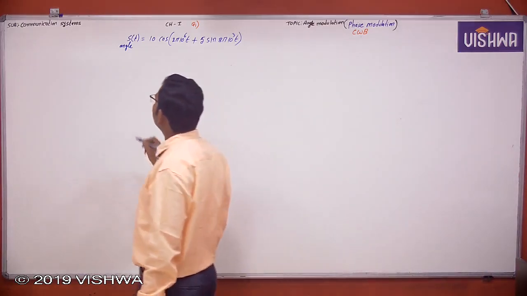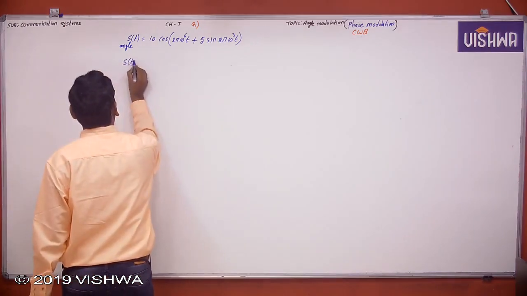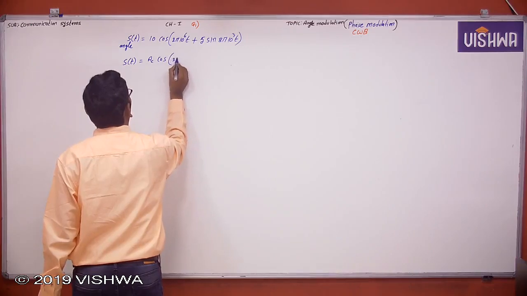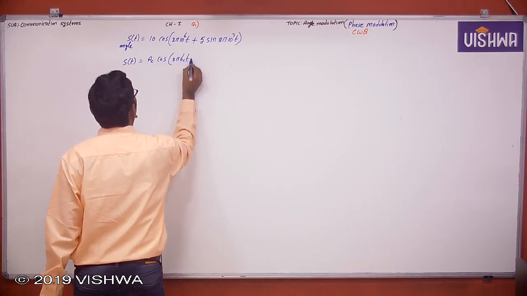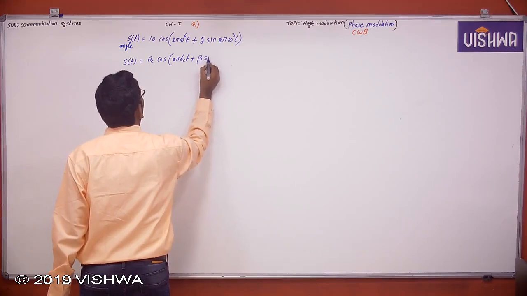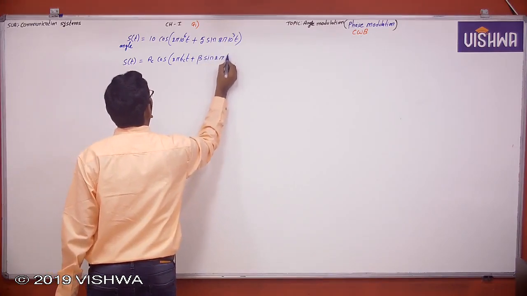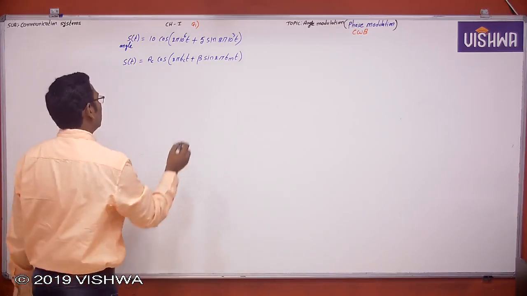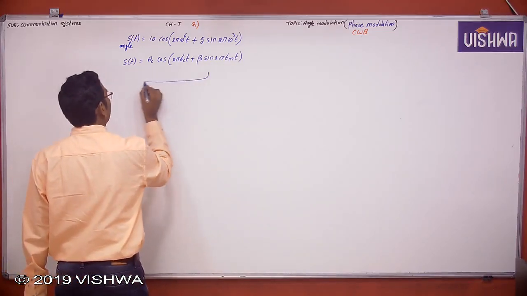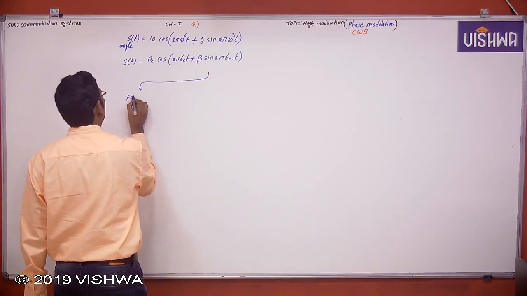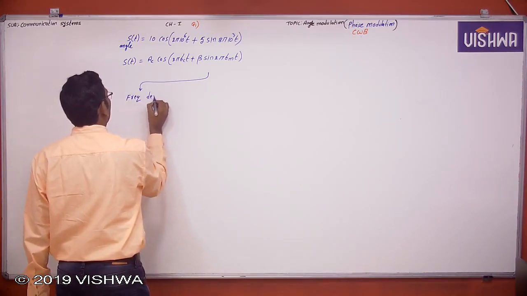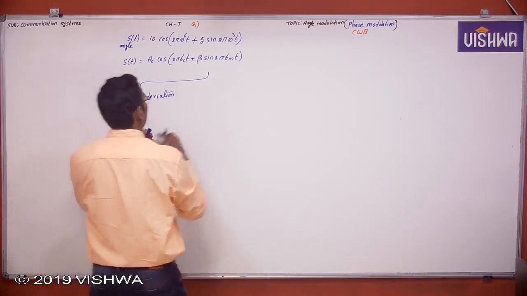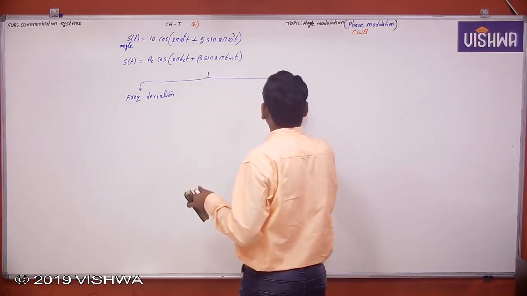Very simple question. S of t is equal to Ac cos 2 pi fc t plus beta sin 2 pi fm t. So he is asking for the frequency deviation, and he is asking for the phase deviation.